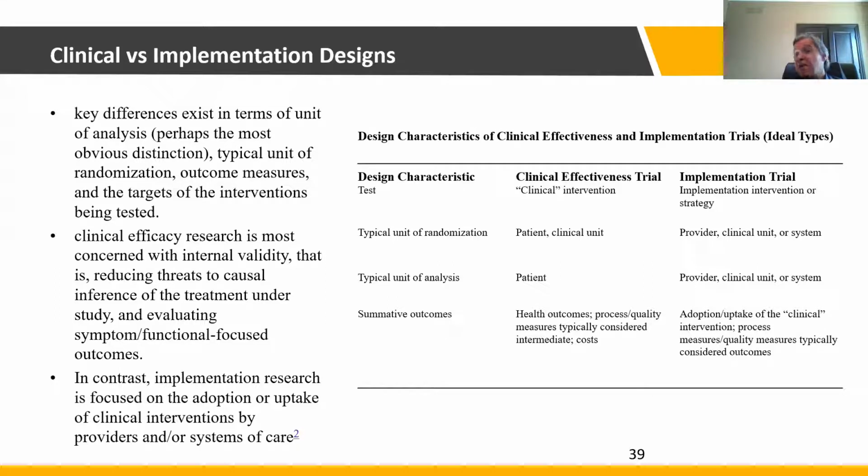Whereas in an implementation trial, it can be and should be the provider, clinical unit, or system. It's more general, trying to see how does it work? Does it work for the whole system? Does it get the whole population when I do my unit of analysis? So summative outcomes: health outcomes, process quality measures, typically intermediate, and then you have cost. You can do that in a clinical effectiveness trial. However, in implementation, you focus on adoption, on uptake of the clinical intervention. The process and quality measures are typically considered outcomes, as opposed to the biological endpoint that we care for in an effectiveness trial.